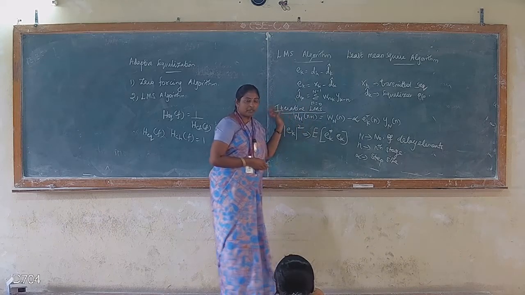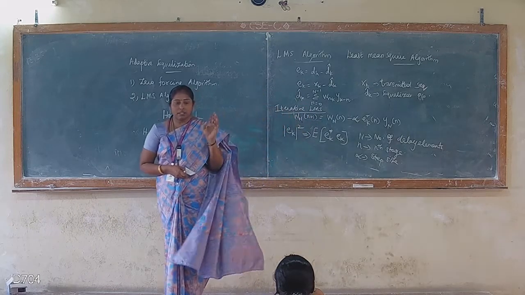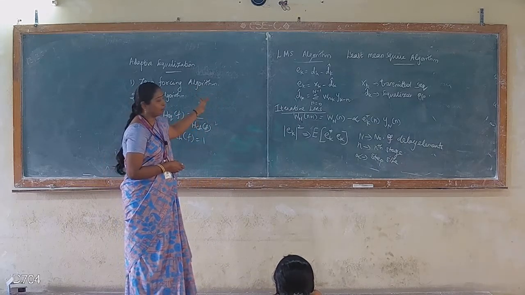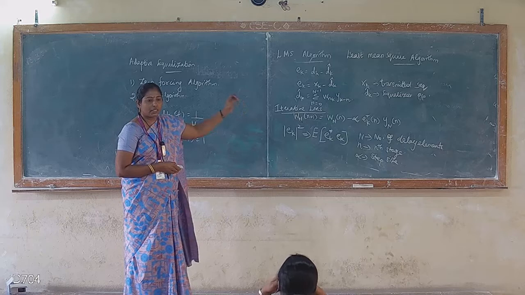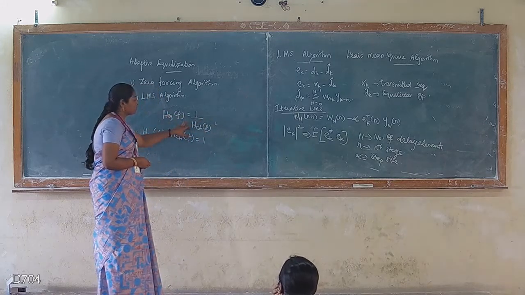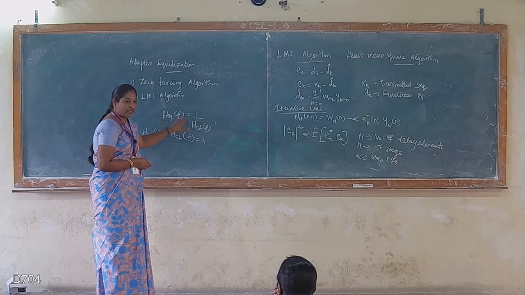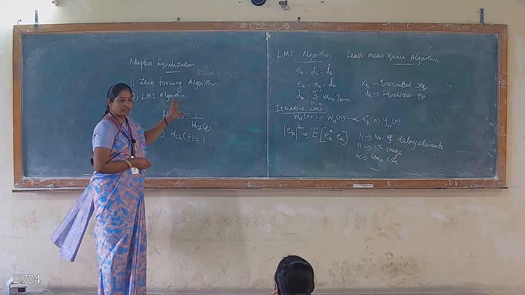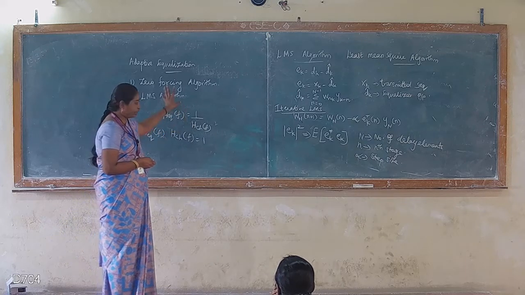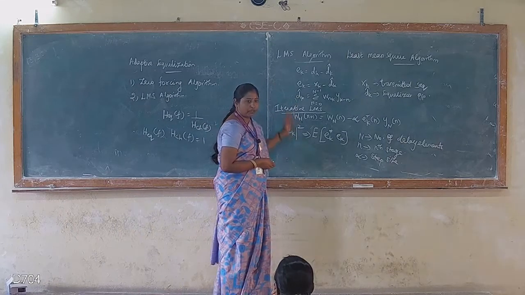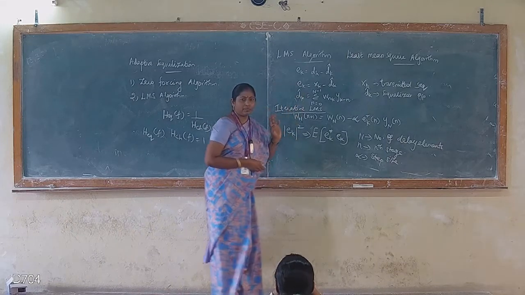Clear? So these two are the main algorithms applied for the adaptive equalizer, zero forcing and LMS. Zero forcing is not an algorithmic procedure. Here they are using only this step, that is H equalizer of f is the inverse of the channel response. This is the only thing we have to look over in zero forcing. But LMS is a step-by-step procedure. So these steps we have to apply in the LMS algorithm.